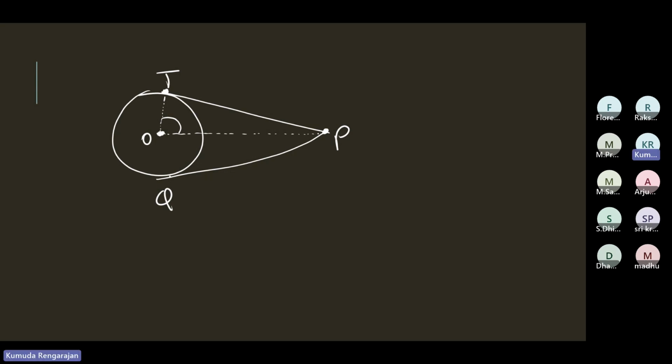Now same for tangent PQ. P and Q are the endpoints. So join P to the center, Q to the center. So this is the angle subtended by tangent PQ at the center.